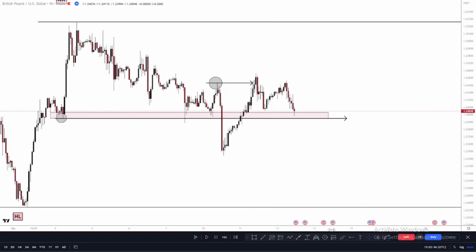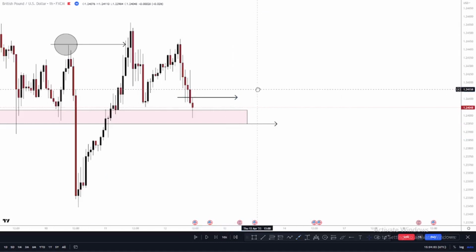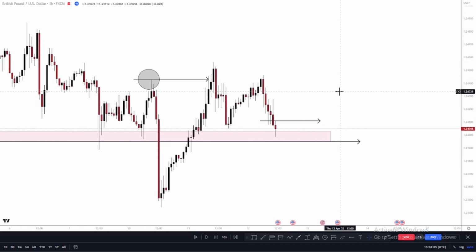So all I did to avoid missing out on this trade was to set my buy limit right above the wick. Let me zoom in, right above the wick of this candlestick. That's all I did. I set my pending order, my buy limit pending order, right on top of this wick.